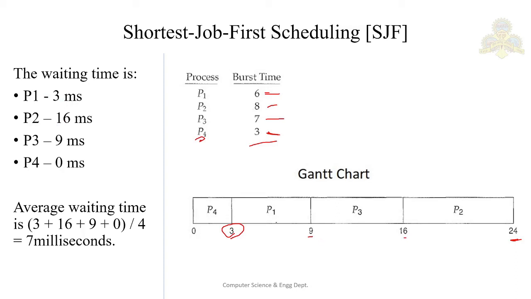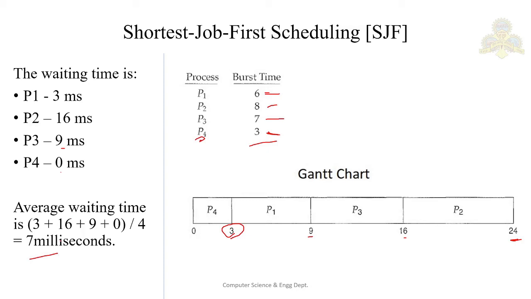P3 has waited 9 milliseconds, mention here, and P4 is 0 milliseconds, mention here. Fine. Now calculate the average waiting time, that is the sum of all these divided by the total number of processes. So 3 plus 16 plus 9 plus 0, whole divided by 4, that comes up to 7 milliseconds.